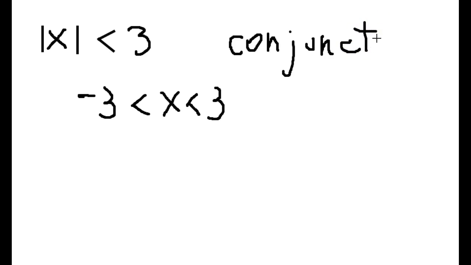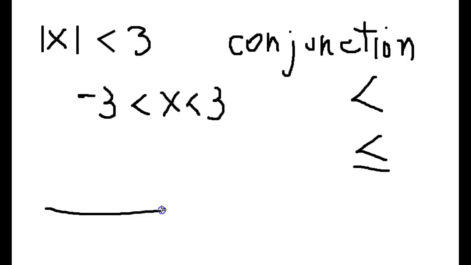Again, this is called a conjunction. And what made it a conjunction was that we had the less than symbol. So if we have the less than symbol or we have the less than or equal to symbol, that makes it a conjunction. And so when we graph this, put this on a number line.